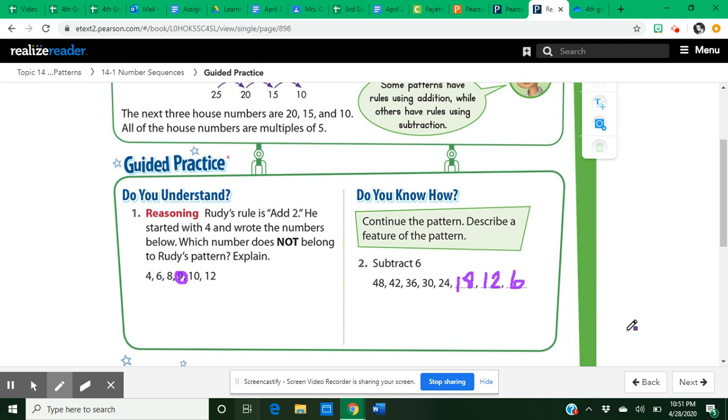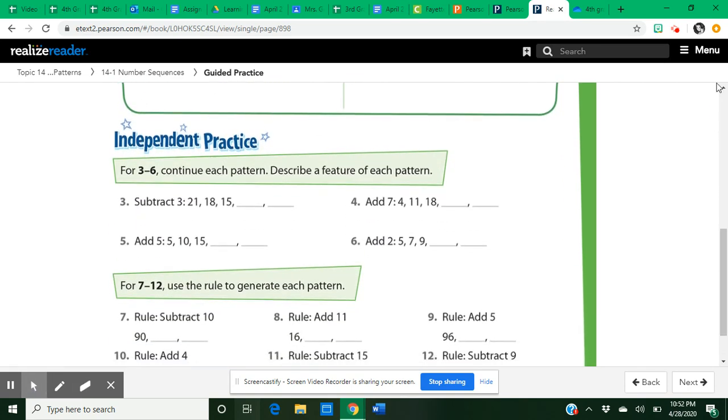And so what are some things that you can notice about this that is a feature of it that is similar? I can see they're all multiples of 6. They're also all multiples of 2. I can also see that they're all even numbers. Okay, so those are features of these patterns that you could notice. Okay, I'm going to scroll down and do a couple more with you, before I set you free.